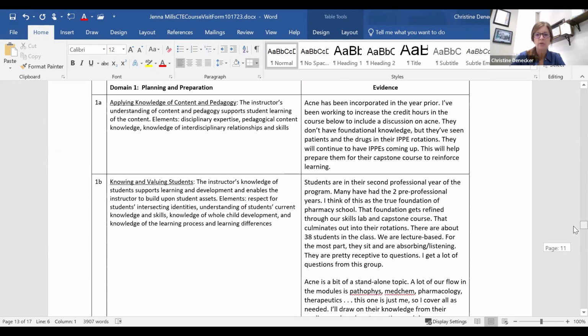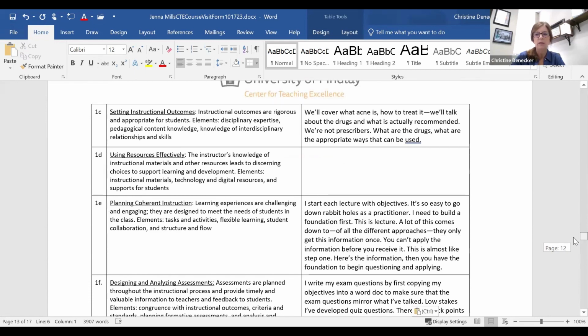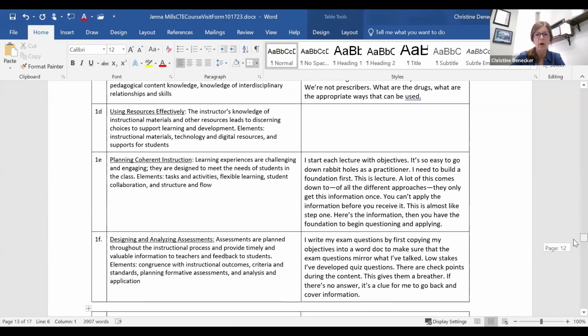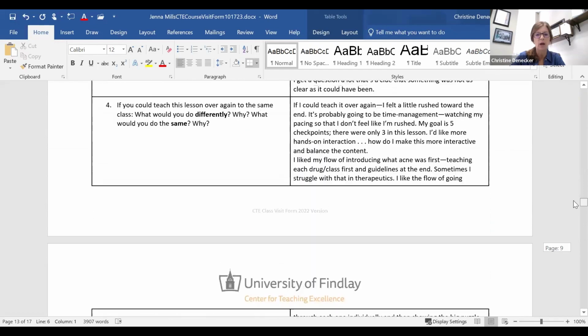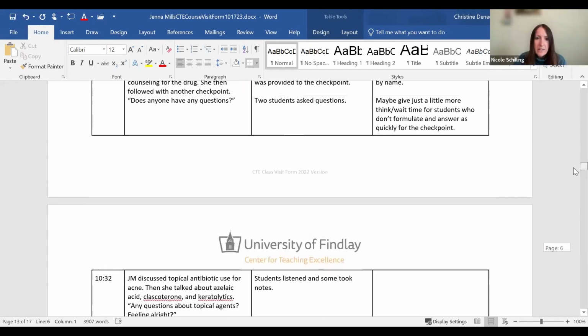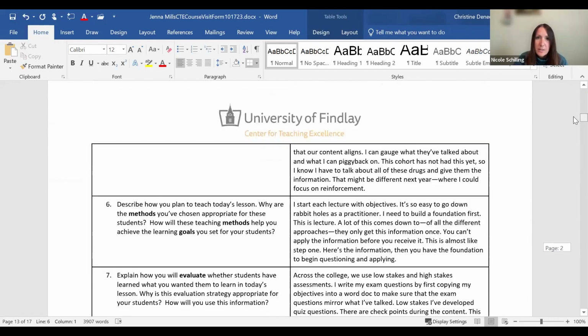Now, here's my question for you. Right now we have a hole in 1D. Do you go look for the hole now, or do you just keep going through your document and wait? Yes, I just keep going through the document.